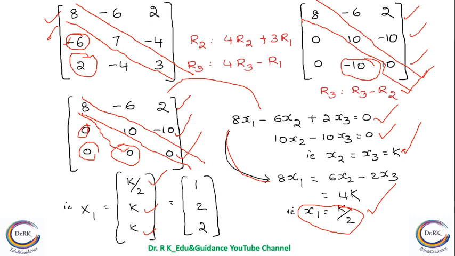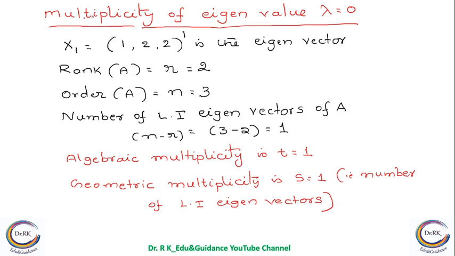Now, as discussed many times, non-trivial solution is nothing but infinitely many solutions, right? By giving various values to k, we can have many eigenvectors. So here suppose take k equal to 2, then we'll get 1, 2, 2. Right? So any value we can take so that we can have corresponding eigenvector. Okay? Now, before going for the second eigenvector, we'll see the multiplicity corresponding to this. So here we got this as the eigenvector, right?